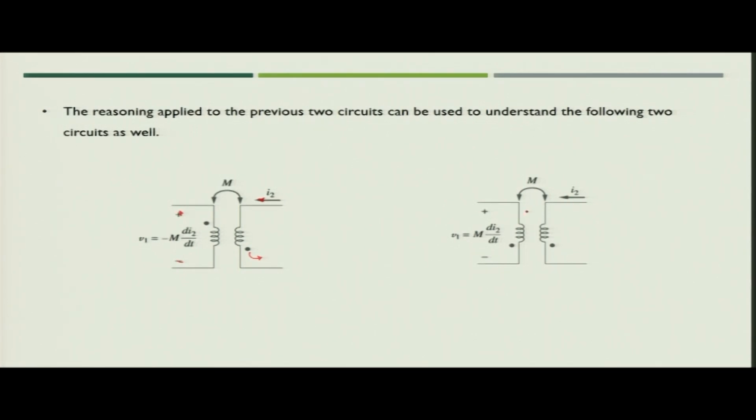Similarly, in case of I2, when I2 is exiting the dot, but the voltage polarity at the second coil will have minus at the dotted terminal, in that case your induced mutual voltage will be M dI2 by dt. Since here you are exiting the dot and the polarity of voltage at the dot is negative, it means that your mutual induced voltage would be M dI2 by dt, which is positive.